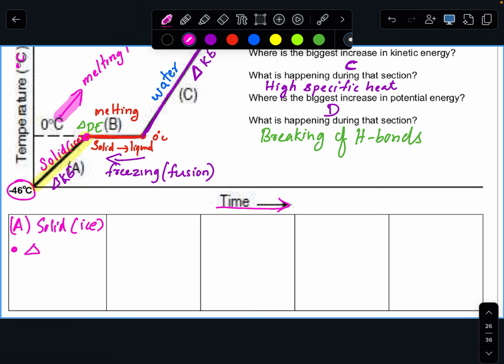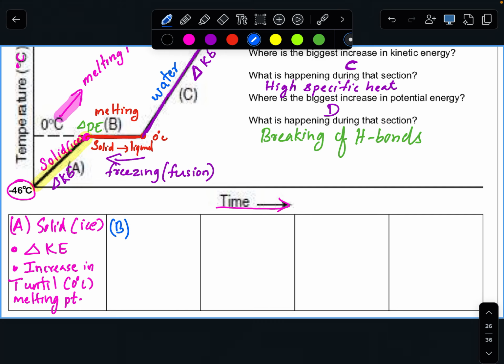So here there is change in kinetic energy. Then you can write there is increase in temperature. That's why kinetic energy is increasing. Increasing temperature until what? Until 0 degrees Celsius. That is the what? Melting point. Okay.